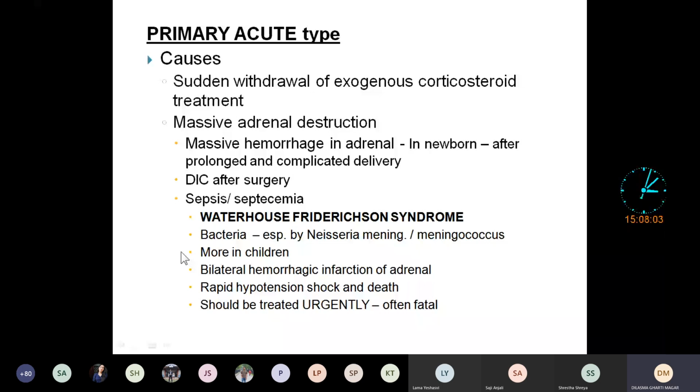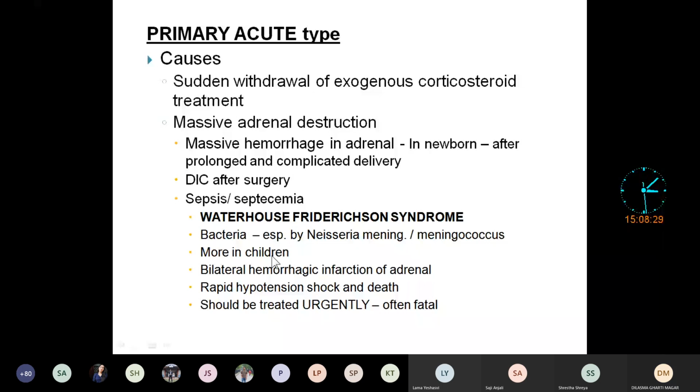Now, whenever the adrenal gland is destroyed because of massive hemorrhage due to sepsis or infection by Neisseria meningitidis or the meningococcal infection, that time the condition is known as the Waterhouse-Friderichsen syndrome, understood here? This Waterhouse-Friderichsen syndrome is more common in case of children. Here, bilateral hemorrhagic infarction of the adrenal gland occurs.